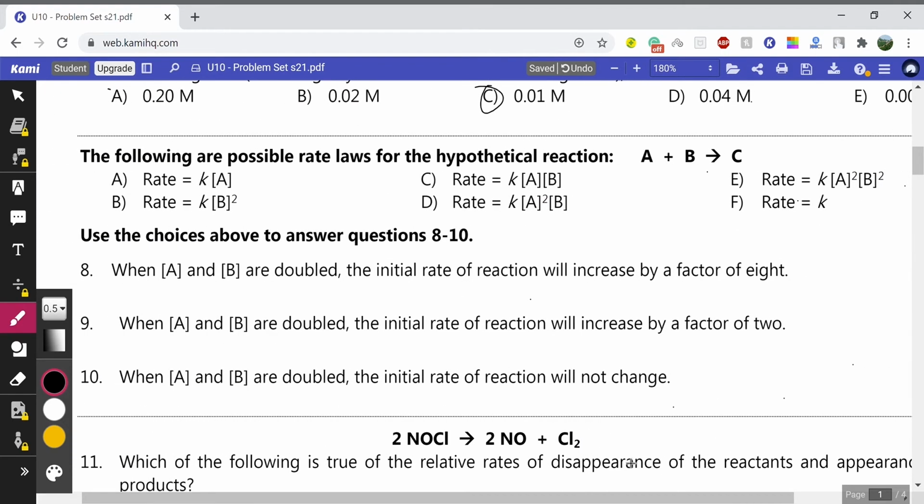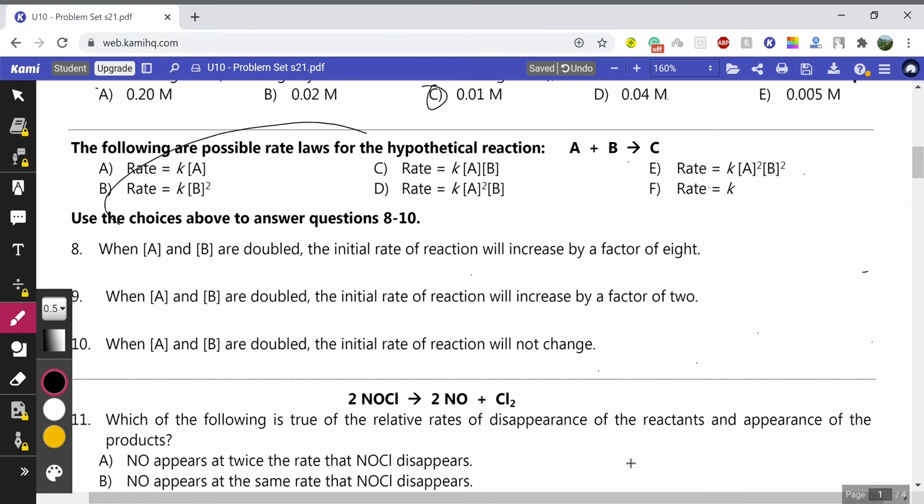Number 8. It says these are the possible hypothetical reactions. Now, when A and B are doubled, the initial rate of the reaction will increase by a factor of 8. Now, if you know your rate laws well enough, you'll easily be able to know that is D. But what if you don't and you want to find an easier way to help yourself out? What you can do is plug numbers in for A. So let's assume A is 2 and B is 3.